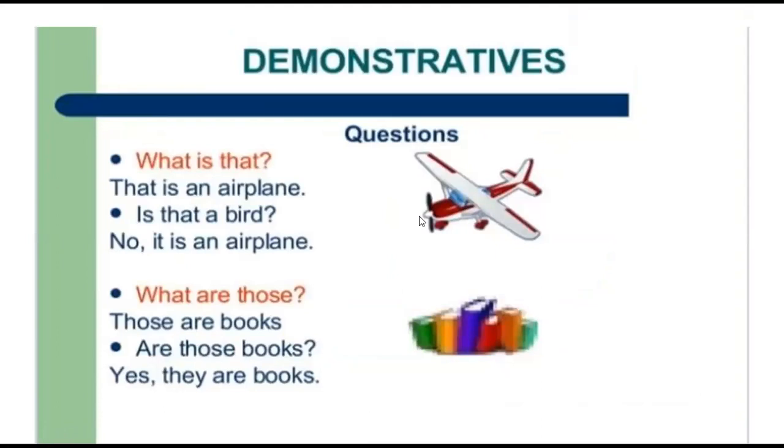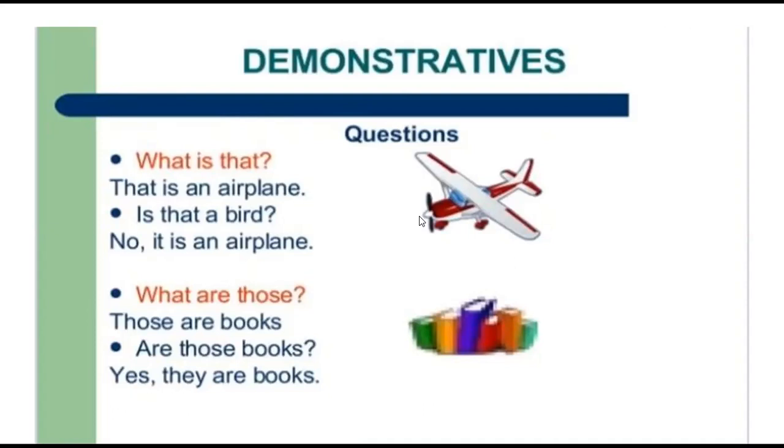So you can make demonstrative questions by using "What is that?" The answer comes: "That is an airplane." But it is used in a question: "Is that a bird?" Then it is turned into a negative answer: "No, it is not. It is an airplane."